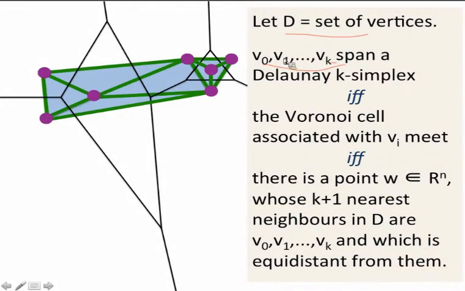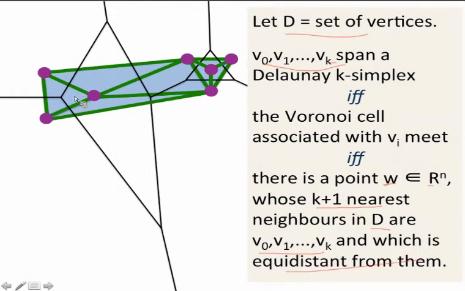So we have k plus 1 vertices spanning a k-simplex if and only if the cells intersect, so we've got the nerve. That's if and only if there is a point W in R^n whose k plus 1 nearest neighbors in D are these vertices, and that point is equidistant from them.